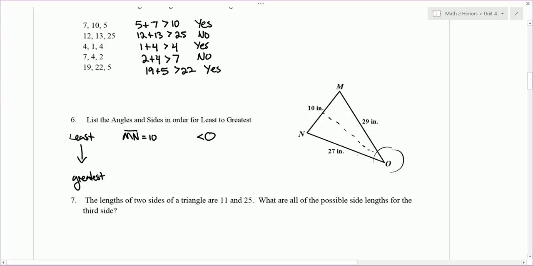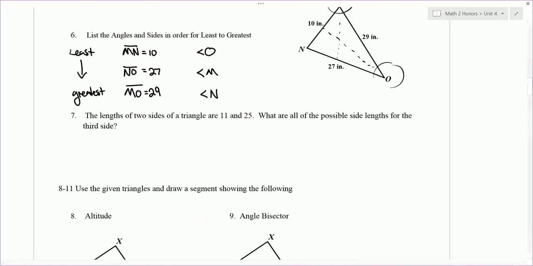The next smallest side would be NO, which is 27. The angle opposite that side would be angle M. And then the largest side is MO, which is 29. And the angle opposite that is angle N. So we have the side lengths from least to greatest, and we also have the angles from least to greatest.